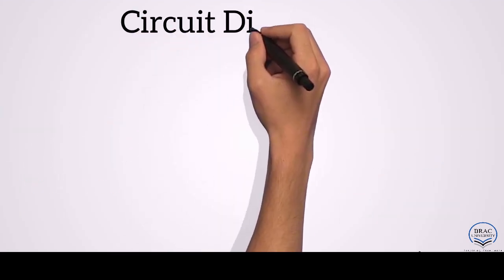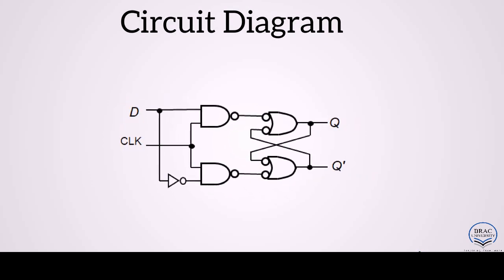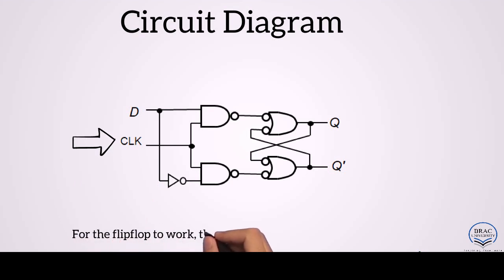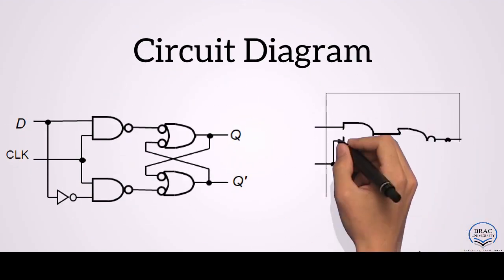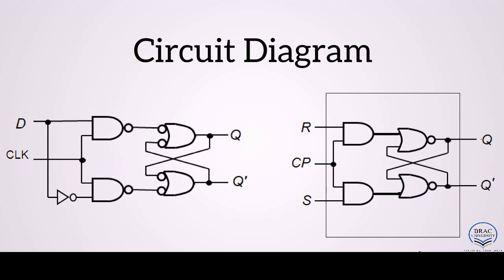Now let's analyze the circuit diagram of D flip-flop. Here, we use a clock pulse as an input. The flip-flop works only when the clock pulse is equal to 1. We can see that D flip-flop is extremely similar to SR flip-flop. There are slight differences in the first part of the circuit area where the inputs are included.